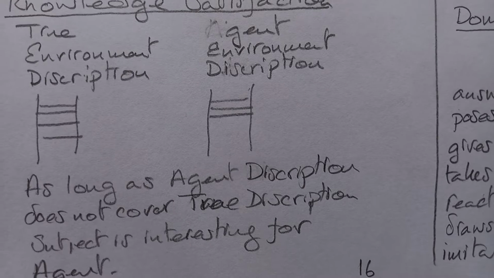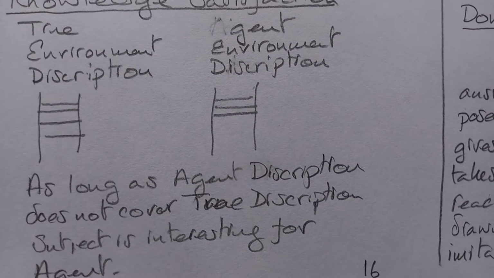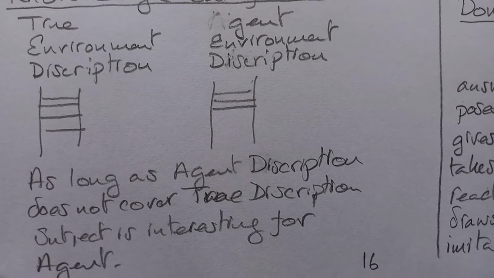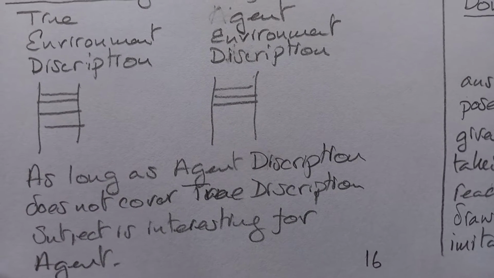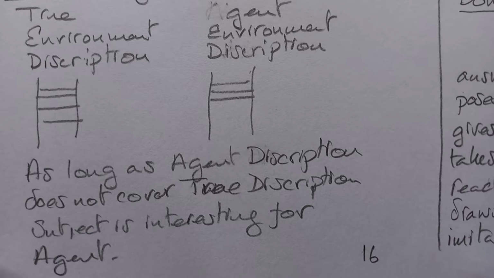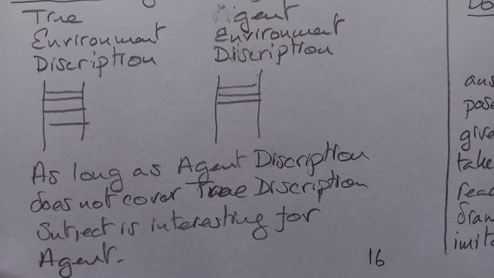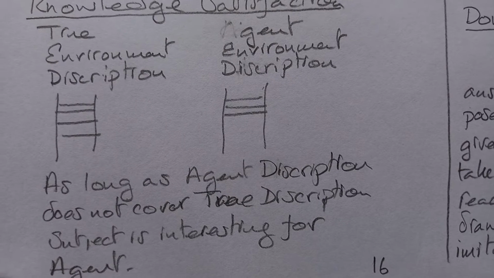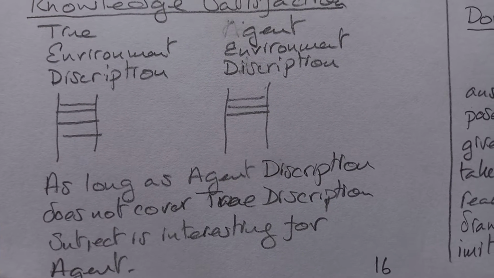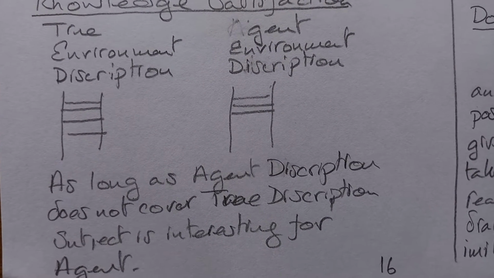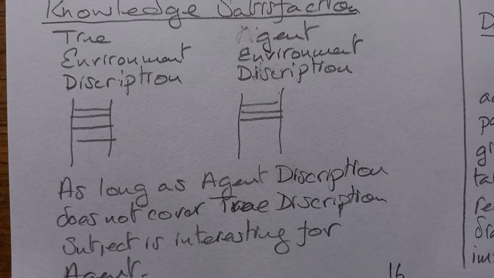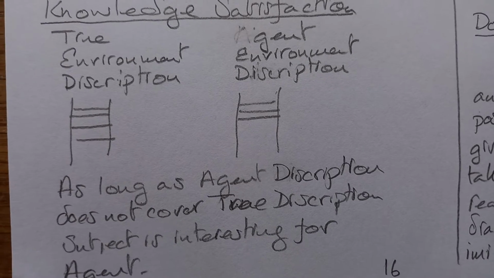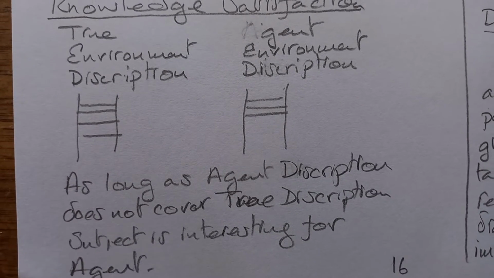As long as the agent's description doesn't adequately cover the true description of the environment, it's interesting for the agent. Obviously, the question is what is adequate, but probably this is a matter of what use or utility one has of the information. When it's adequate for the use and survival of the agent, then it no longer needs or is interested in further gathering information about the environment.